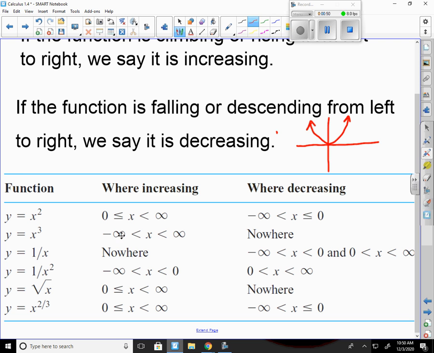X cubed, that one starts down low and increases from negative infinity to 0. But then if we look at the other side of it, that also just continues to go up. So that's going to increase all the time from negative infinity to positive infinity. And it never goes down.